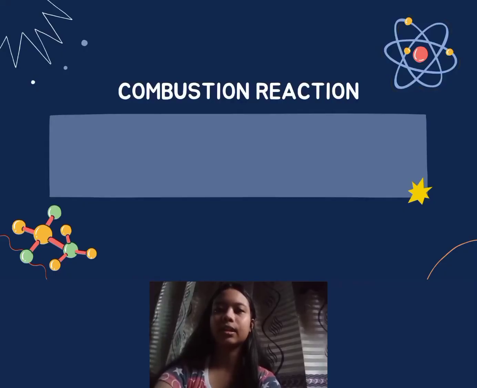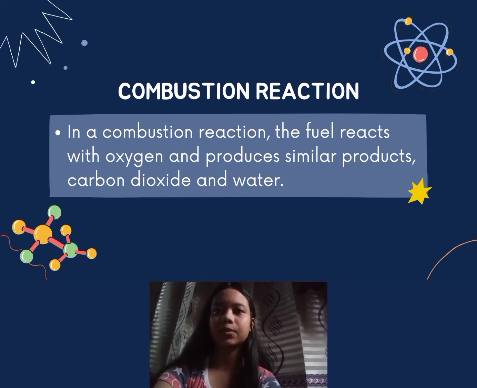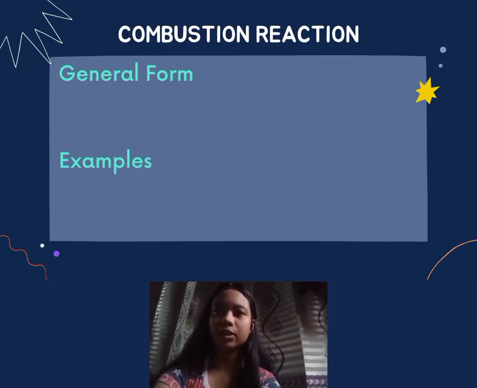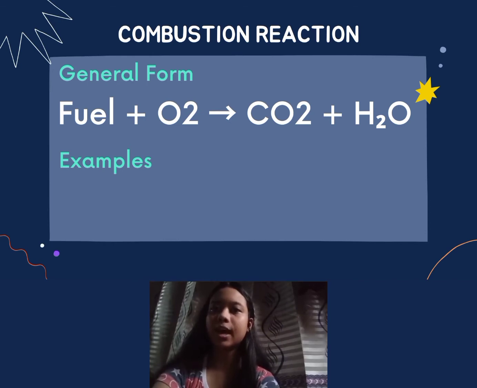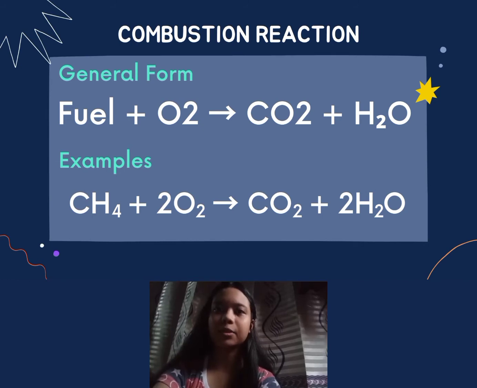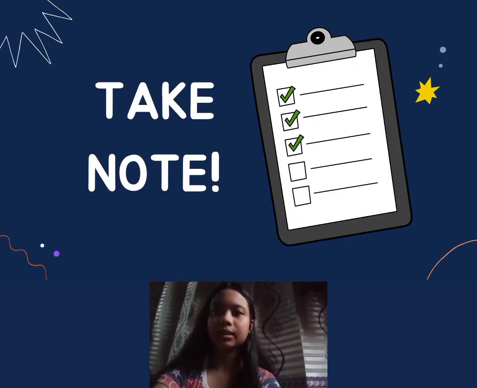The fifth and last type of chemical reaction is combustion reaction. In a combustion reaction, the fuel reacts with oxygen and produces similar products, carbon dioxide and water. The general form for this chemical reaction is fuel and oxygen react to form carbon dioxide and water. Fuel and oxygen are the reactants, while carbon dioxide and water are the products. An example of this is methane and oxygen react to form carbon dioxide and water. Keep in mind that regardless of the type of reaction involved, it is important to remember how to write the formula of the substances in the products correctly.